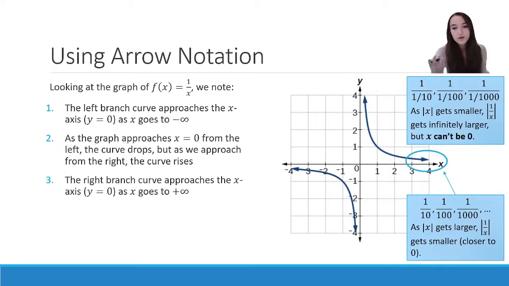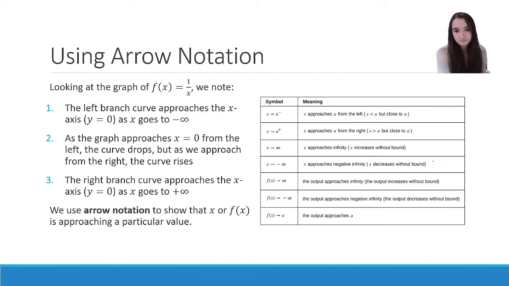Finally, the right branch curve approaches the x-axis as well. It just approaches it from the top instead of the bottom, but we can still see that as I head along my x-axis, the x values are getting larger and larger, but the output values, 1 over 100, 1 over 1,000, 1 over 1,000,000, are getting smaller and smaller, but never crossing 0. So what can we do with that information? We can use arrow notation to show that x, or f of x, is approaching a particular value. It's a way of simplifying all of these statements.